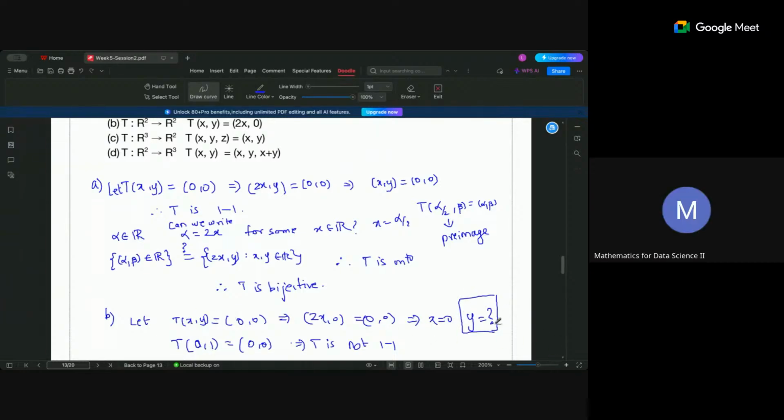Here, what about y is not sure. So you try with some non-zero y and see what happens. You see that you are still getting 0. It means it is not 1 to 1. Clear?